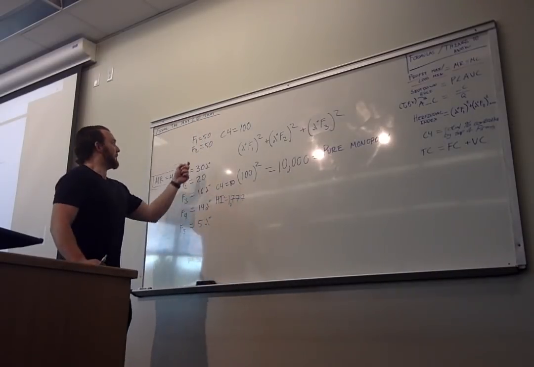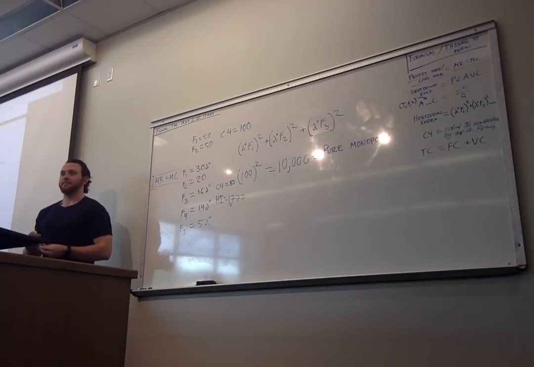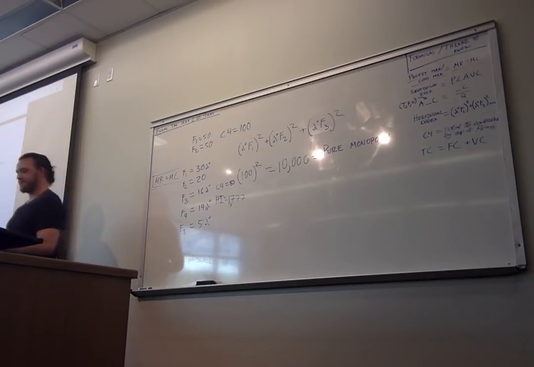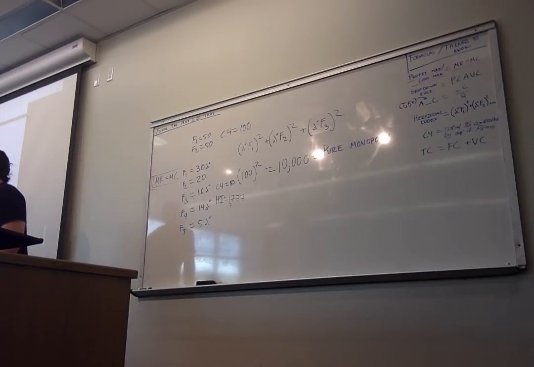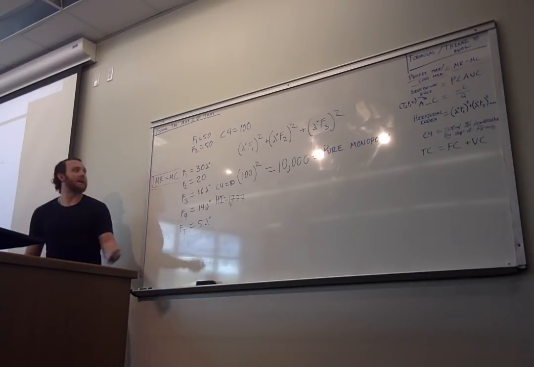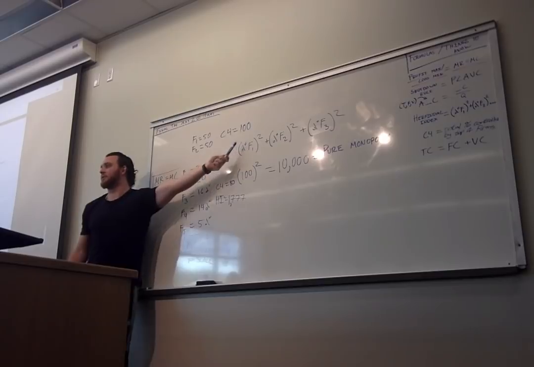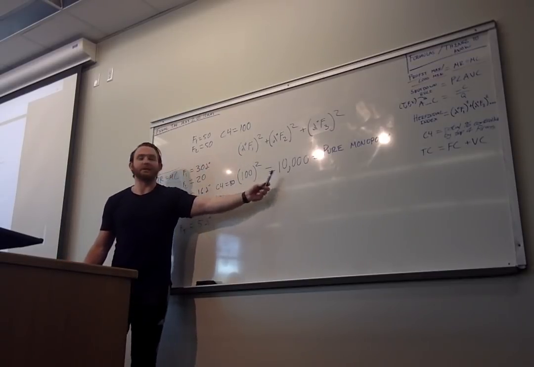But Herfindahl will give you a different number. Say there's only 2 firms in the market, one could have 99% and one could have 1%. Right. You can split this however you want. It would still give you a C4 of 100, but it would give you a very different Herfindahl index.